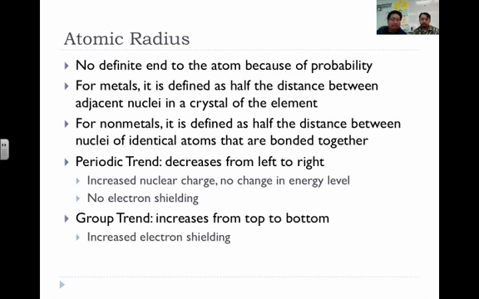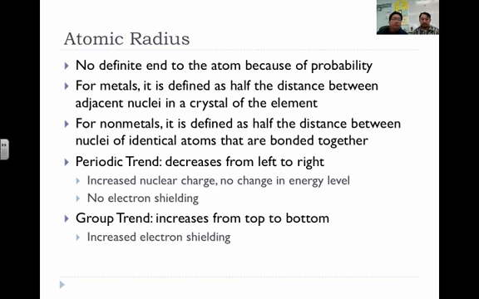Now if you think about it, remember the radius is from the nucleus to where the electrons end, and because of the probability model for atoms, there really isn't a specific end to the atom because of the probability factor in the quantum mechanical model. So keep that in mind. When we're talking about the atomic radius, we're talking about approximately where the electrons are ending. So it's just an approximation.